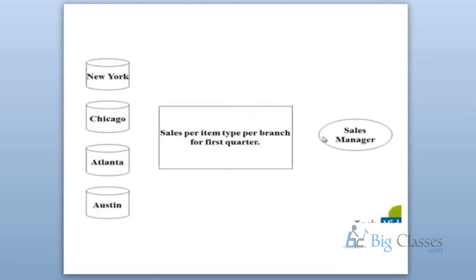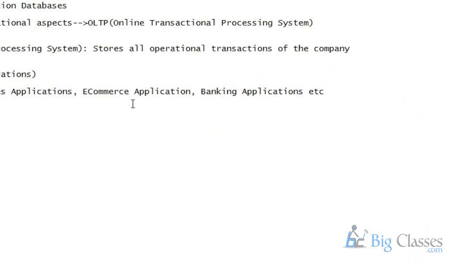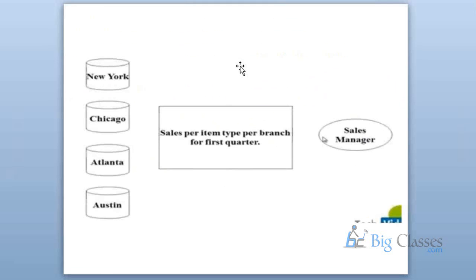So let's go back to the old example. I'm the sales manager, let's assume, of the McDonald company. I just want to analyze how the sales were running across the whole USA. Let us say this McDonald company is spread over different parts of the USA: one in New York, one in Chicago, one in Atlanta, and one in Austin. So we have four different places in the USA where a McDonald store is present.